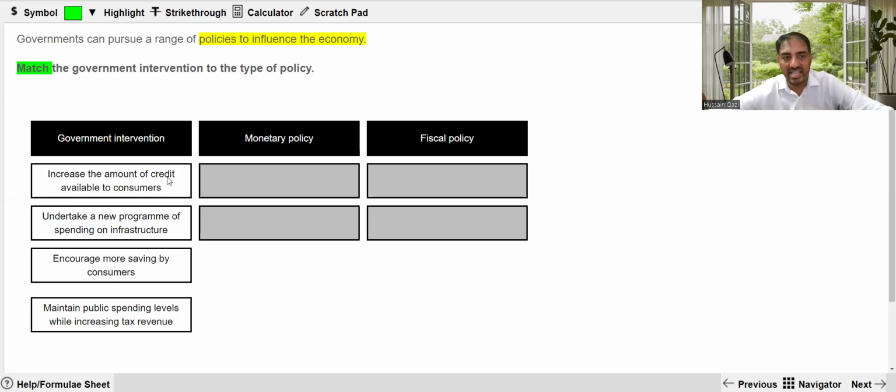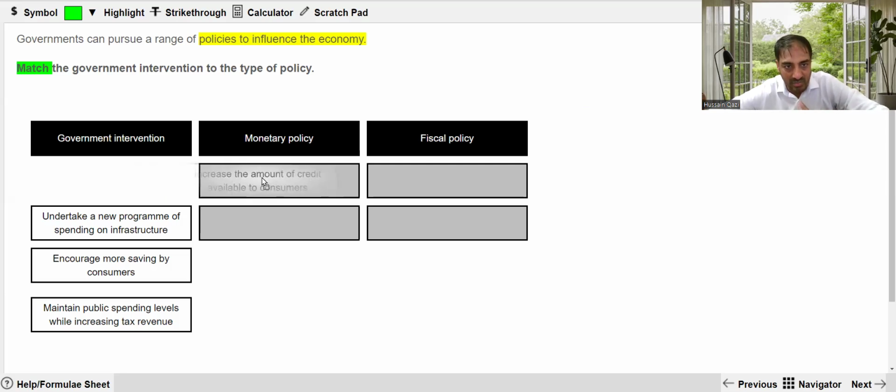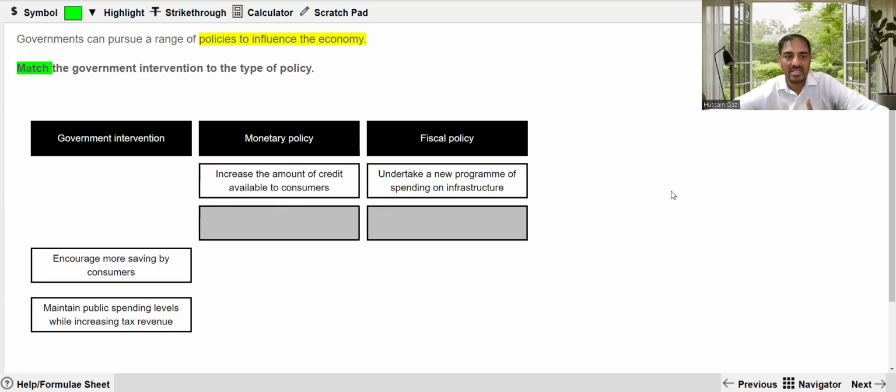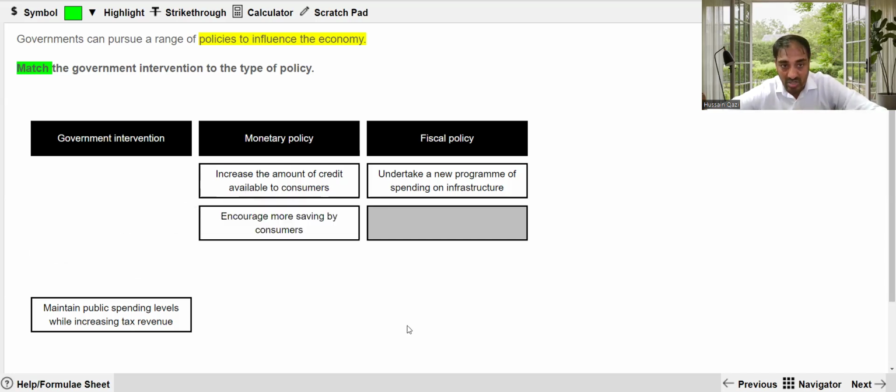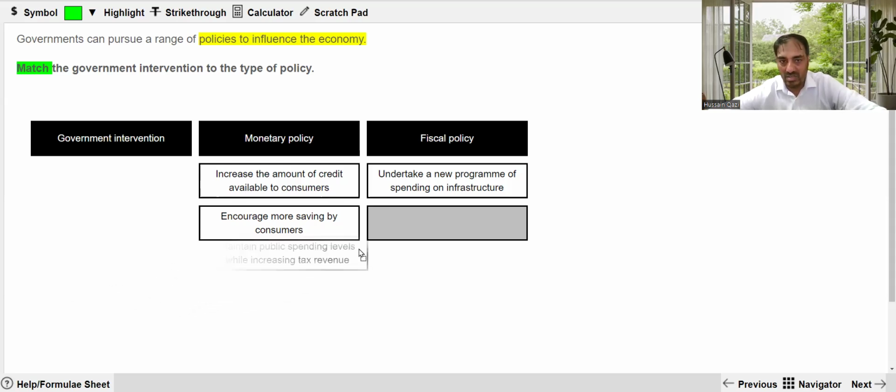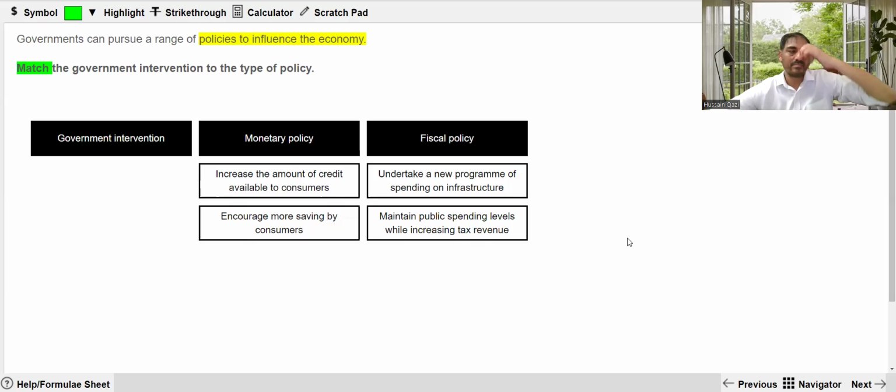So number one, increasing the amount of credit available to consumers means it is related to the interest rate. That is about monetary policy. Undertaking a new program of spending on infrastructure is called fiscal policy. Encouraging more savings to control the money supply is about monetary policy. And maintaining public spending levels to increase tax revenue is about fiscal policy. So that is the point.